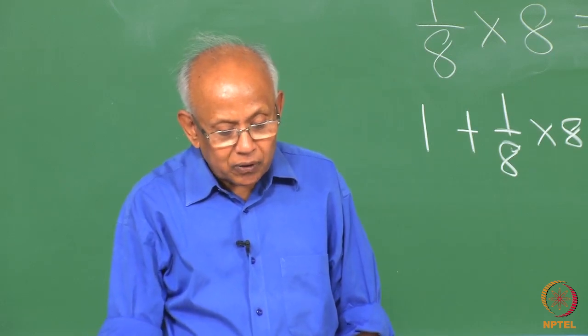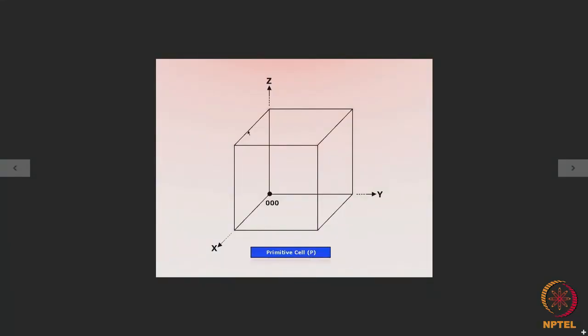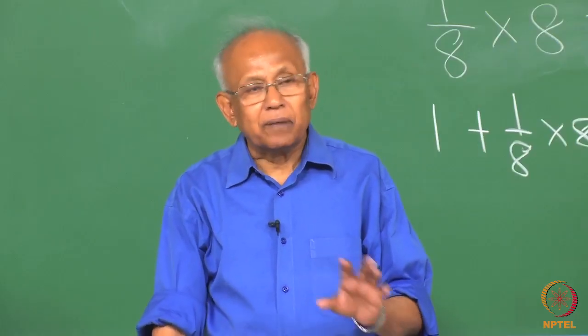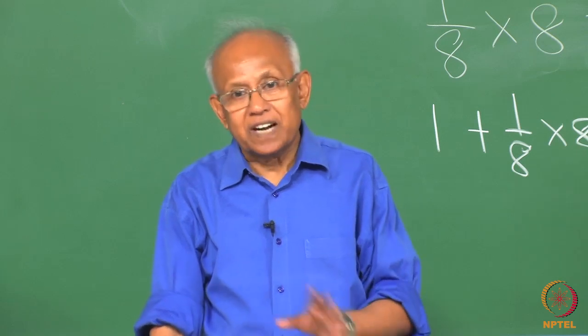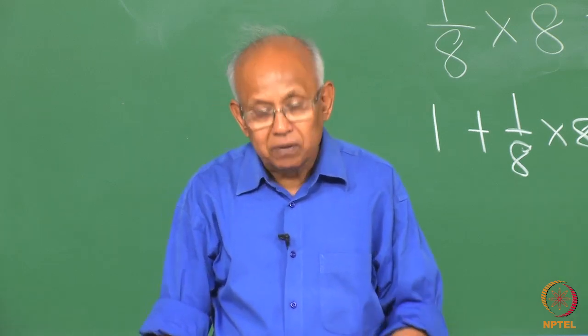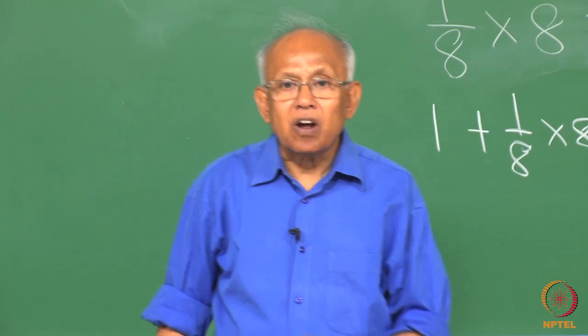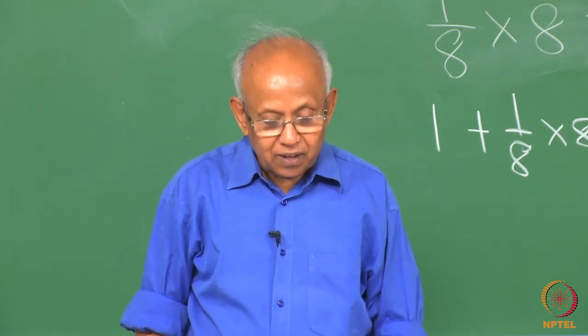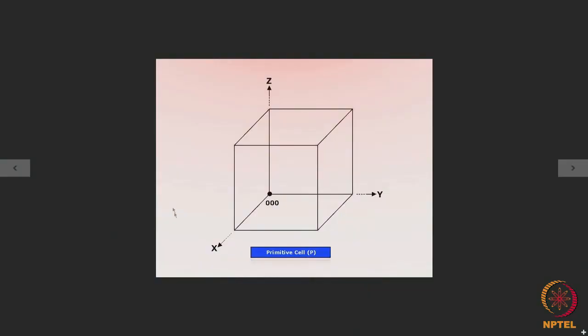Now, we know that in the primitive unit cell, we have a total of 8 points at the 8 corners. But although there are 8 atoms at the 8 corners, we have seen that each corner atom is shared by 8 different unit cells. So, the total contribution of those 8 is only 1. So, which one to choose for this particular unit cell?